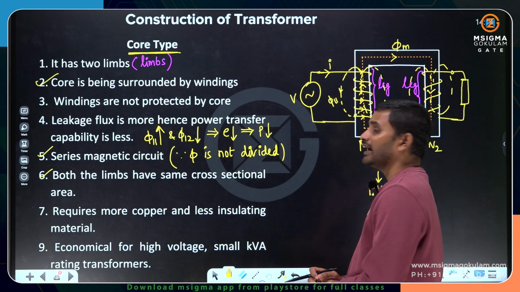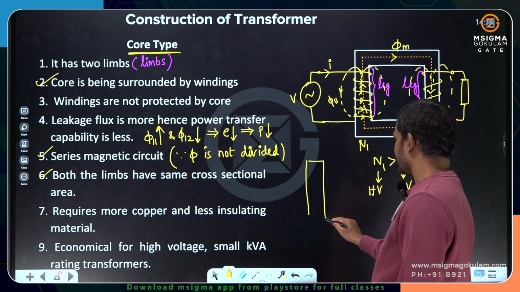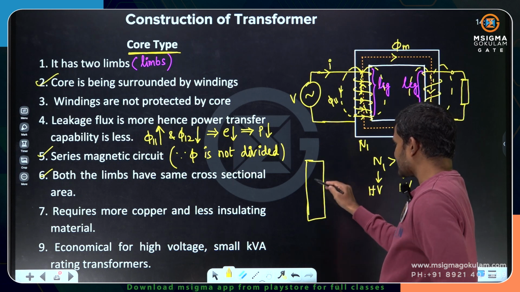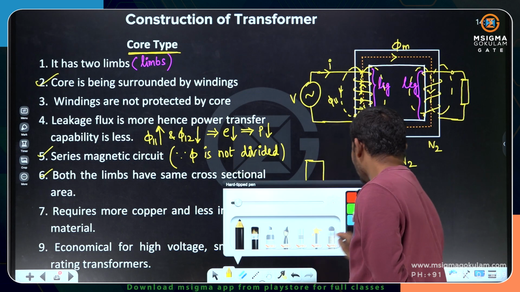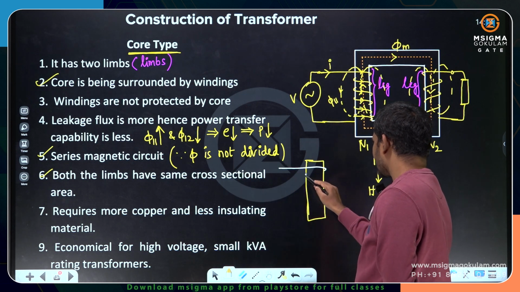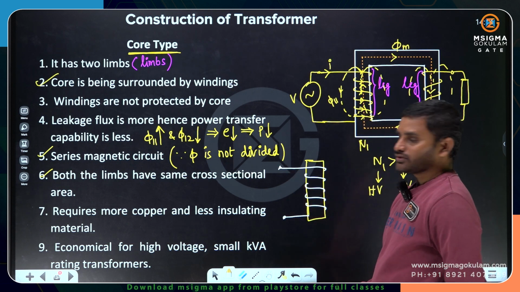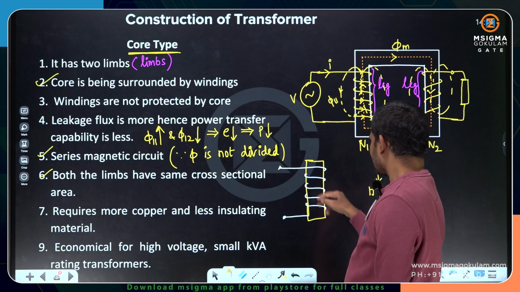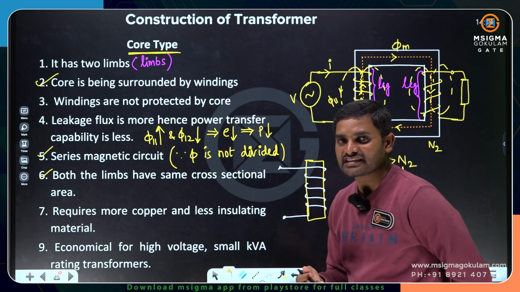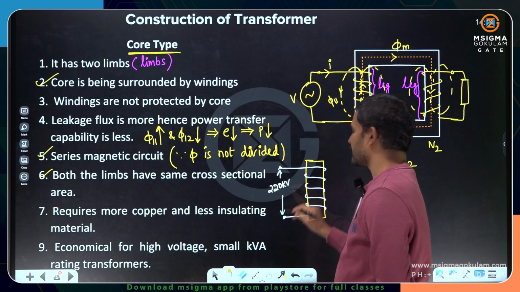Requires more copper and less insulating material. Why? If you look at the leg here, on this leg I am placing only one winding, that is the high voltage winding. Okay, I am placing one winding, right? So here, if this winding voltage rating is around, let us say, 220 kilovolts, if I apply 220 kilovolts.